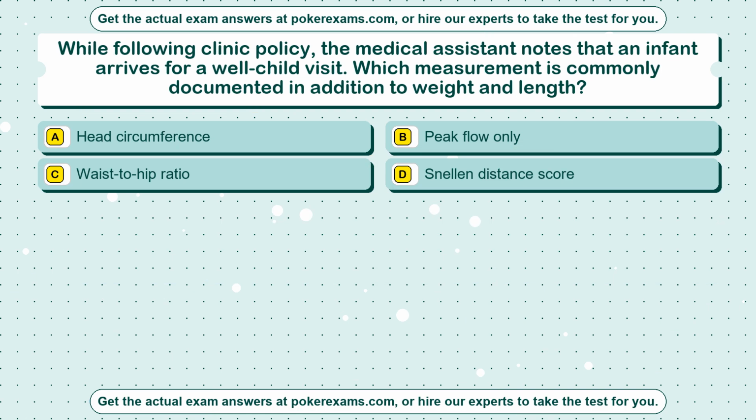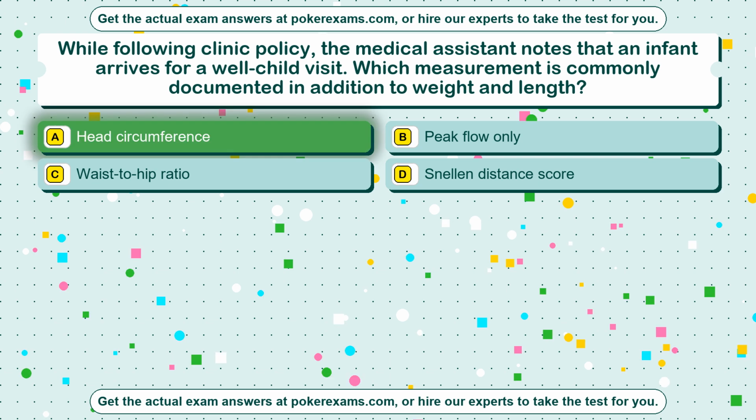Question 83. While following clinic policy, the medical assistant notes that an infant arrives for a well-child visit. Which measurement is commonly documented in addition to weight and length? Option A. Head circumference. Option B. Peak flow only. Option C. Waist to hip ratio. Option D. Snellen distance score. The correct answer is option A.